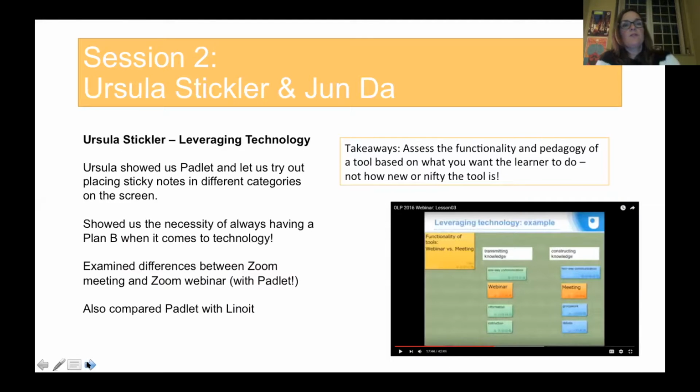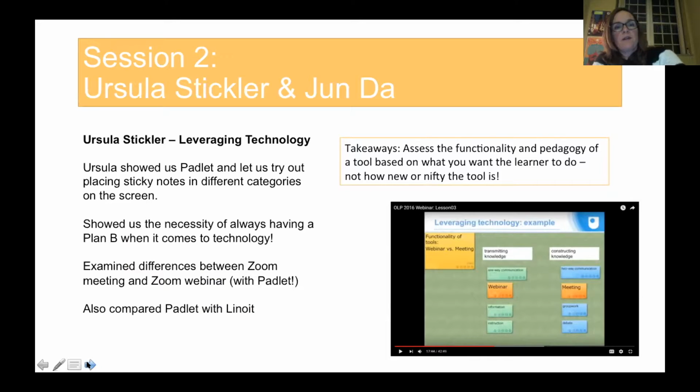Okay, session 2, Ursula Stickler, leveraging technology. So taking text-based information and moving it online, and what are some of the unique affordances that technology can give us that we can't get out of a textbook or paper and pencil activities.